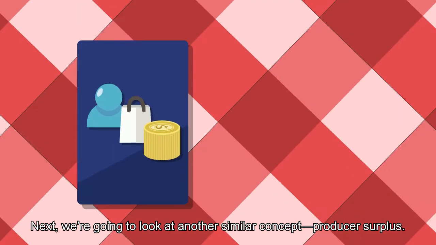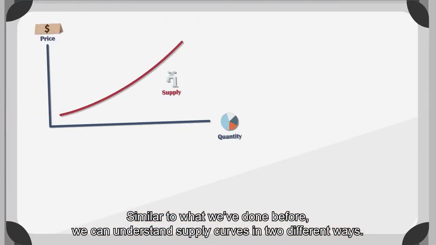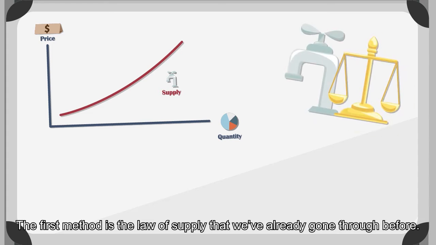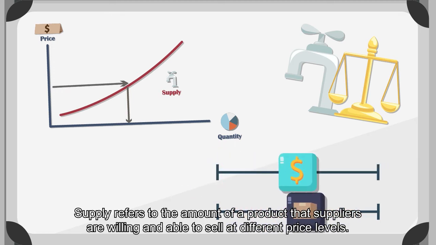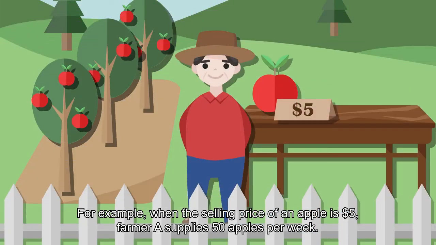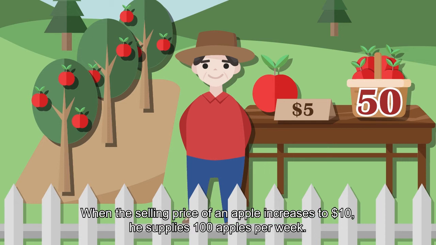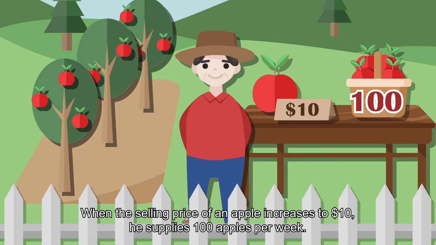Next, we're going to look at another similar concept, producer surplus. Similar to what we've done before, we can understand supply curves in two different ways. The first method is the law of supply that we've already gone through before. Supply refers to the amount of a product that suppliers are willing and able to sell at different price levels. For example, when the selling price of an apple is $5, Farmer A supplies 50 apples per week. When the selling price of an apple increases to $10, he supplies 100 apples per week.